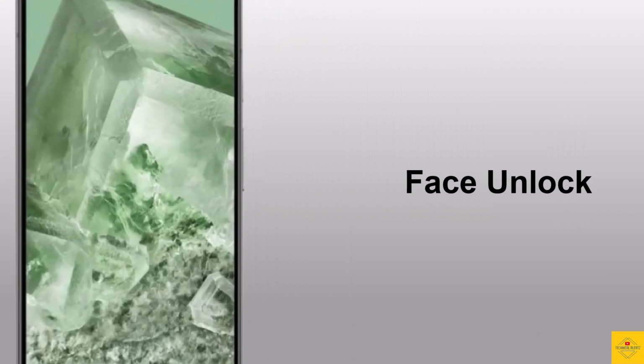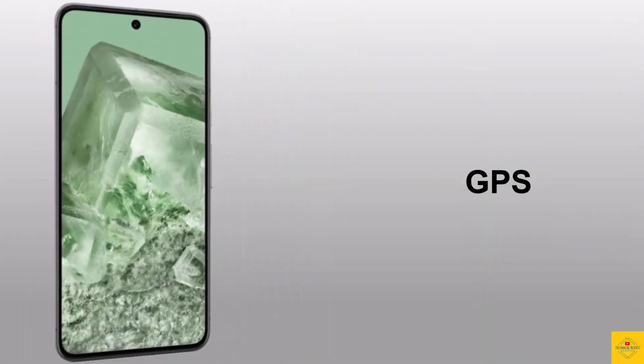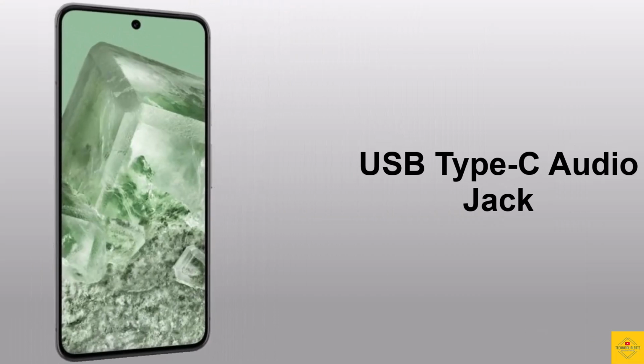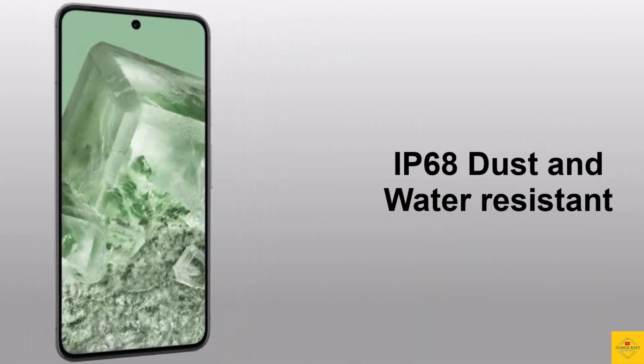with AI Face Unlock. The connectivity options on the phone include dual SIM 5G, tri-band Wi-Fi, Bluetooth 5.3, GPS L1 plus L5, a USB Type-C audio jack, stereo speakers, and 3 microphones, and a USB Type-C 3.2 charging port, with IP68 dust and water resistance, and NFC.